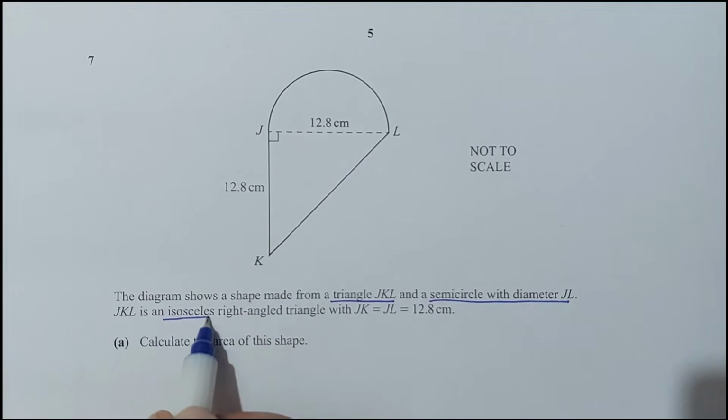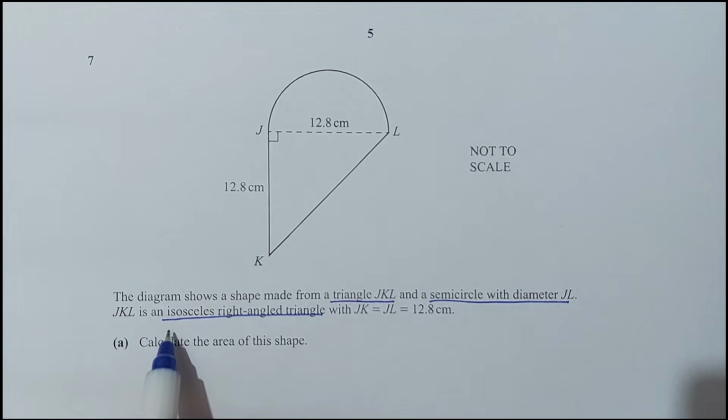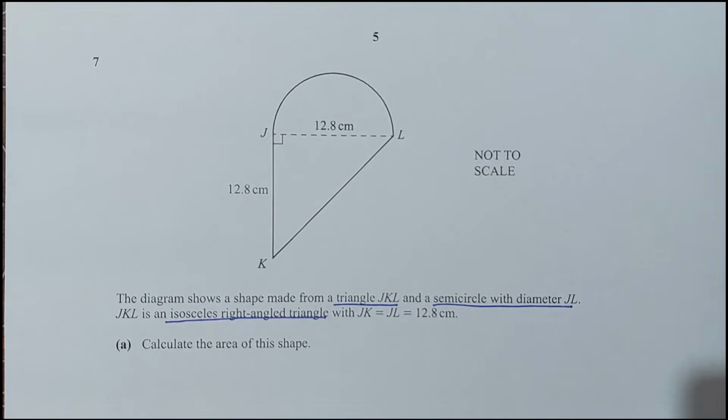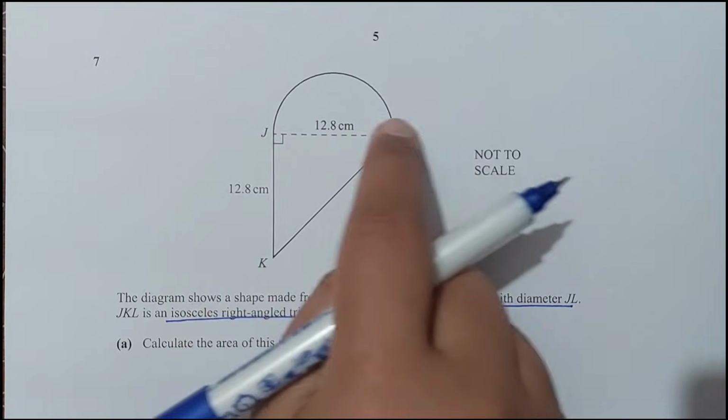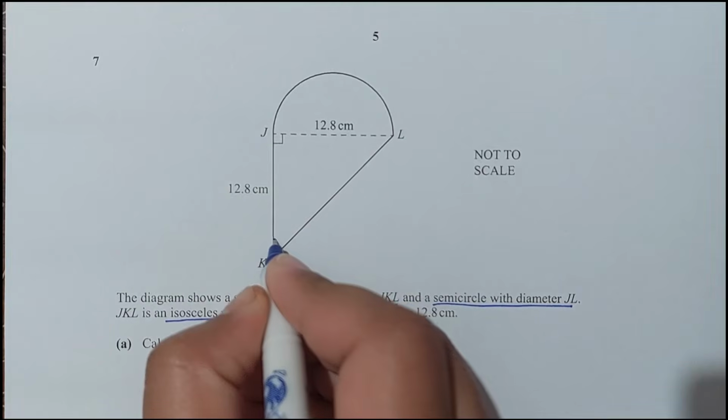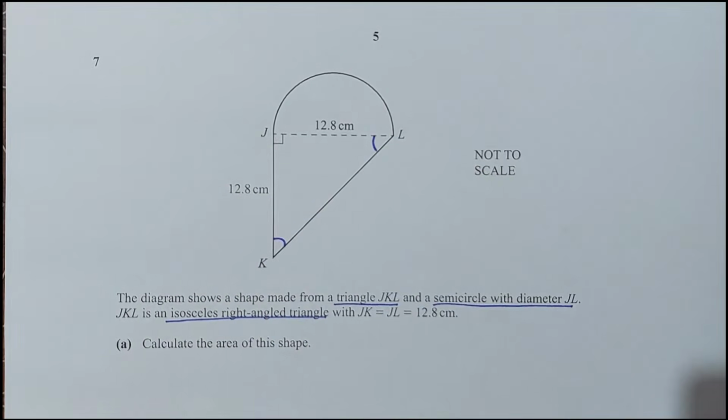JKL is an isosceles right angle triangle. It is a right angle triangle and it is isosceles. An isosceles triangle has two sides and two angles that are the same, right? So these two sides are the same, and this angle must be equal. The two sides JK and JL are equal.